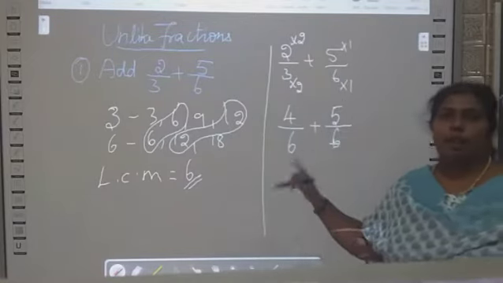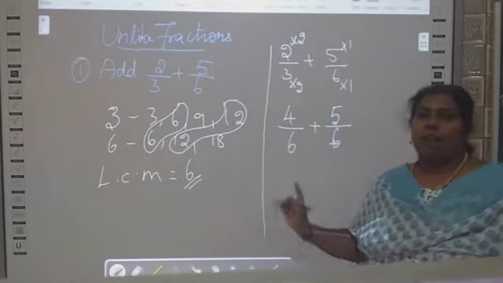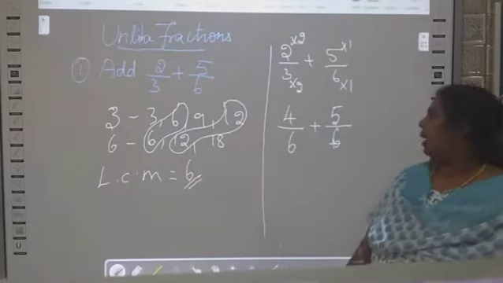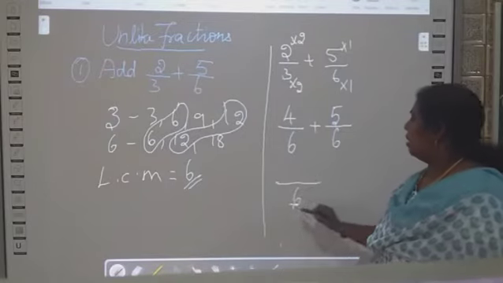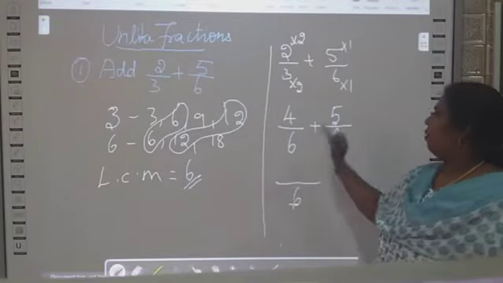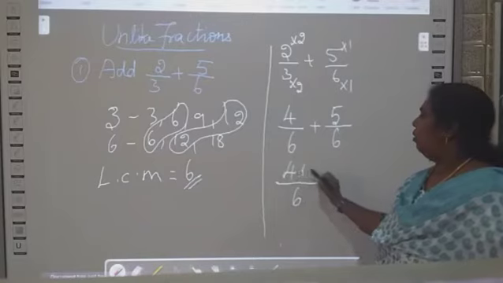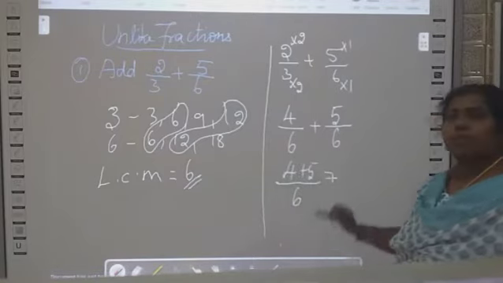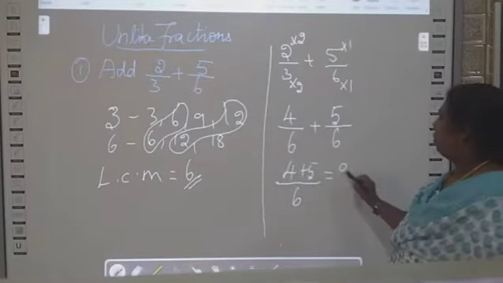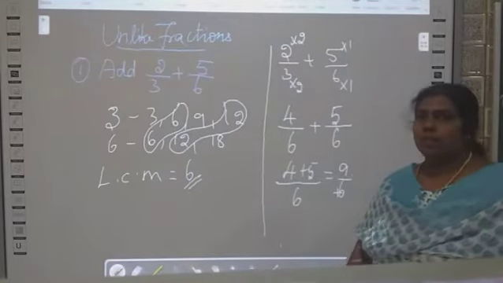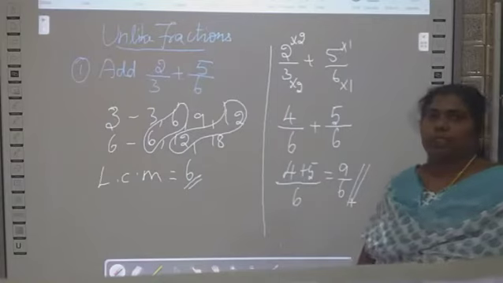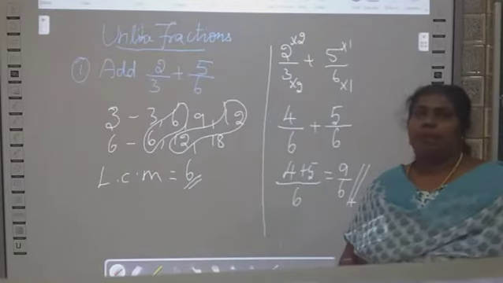Now see, the denominators are equal, so we can add these two fractions. 6 is common. Now add the numerator values, 4 plus 5. 4 plus 5 is how much? 9. So 9 by 6. Is this a proper or improper fraction? This is an improper fraction, right?